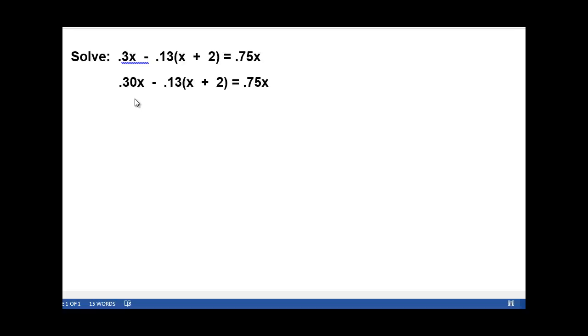Solve 0.3x minus 0.13 times the quantity x plus 2 equals 0.75x.